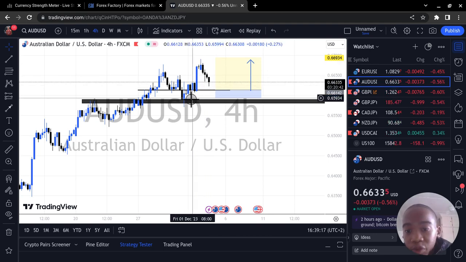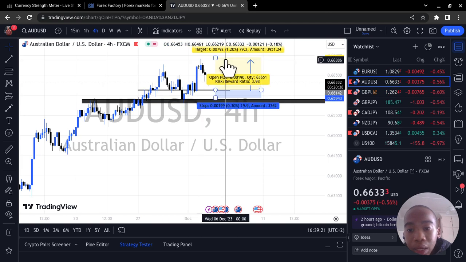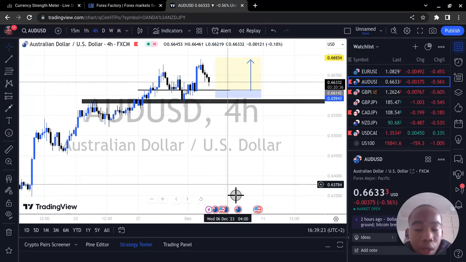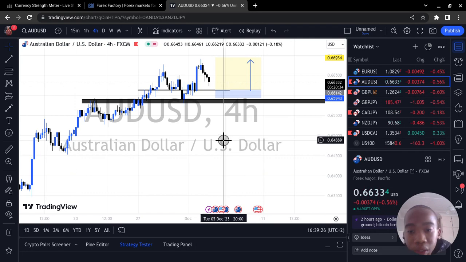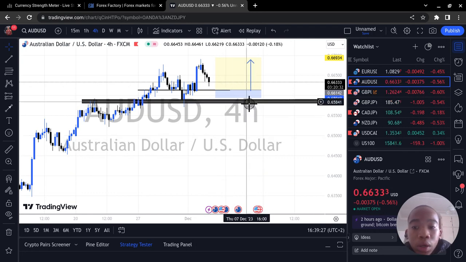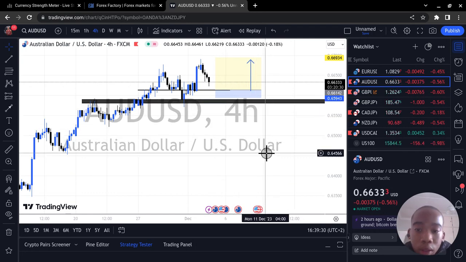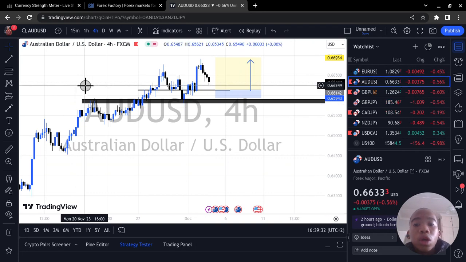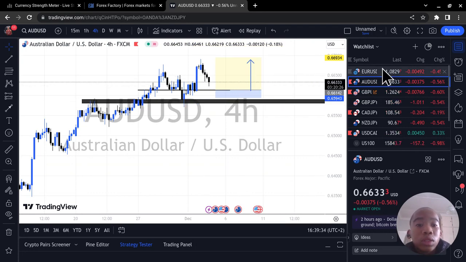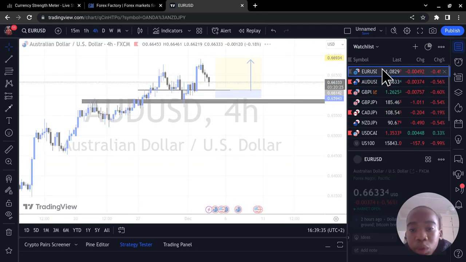So if price breaks this low necessarily, I'd be seeing it as an indication to the downside, right? I'd be seeing it as an indication for price to make a correction before I sell to that recent low. But this is my setup for this week, specifically on that pair.